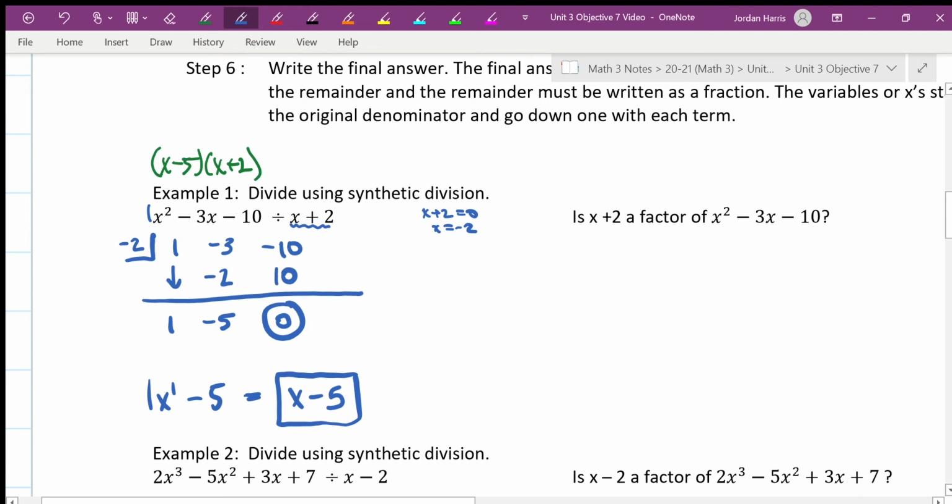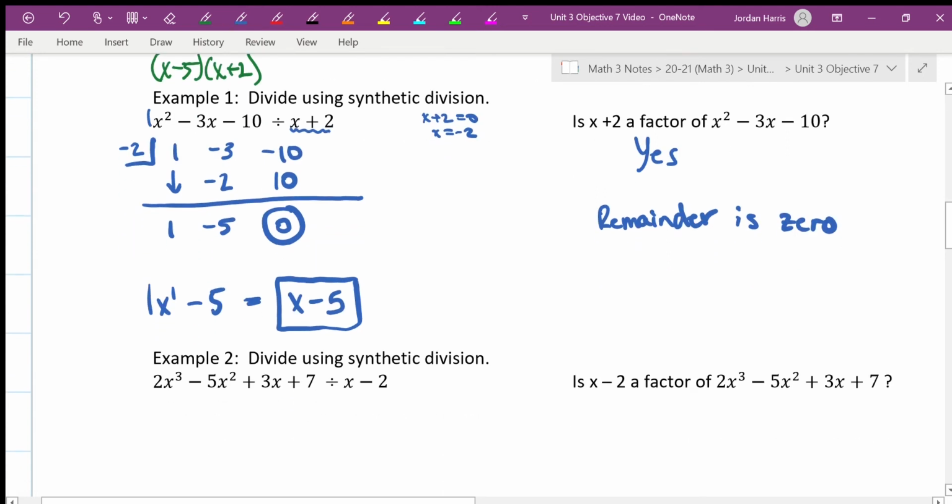So, is this a factor? The answer is yes, because the remainder is 0. When our remainder is 0, that means it is a factor. And so we can factor it, basically, using that.